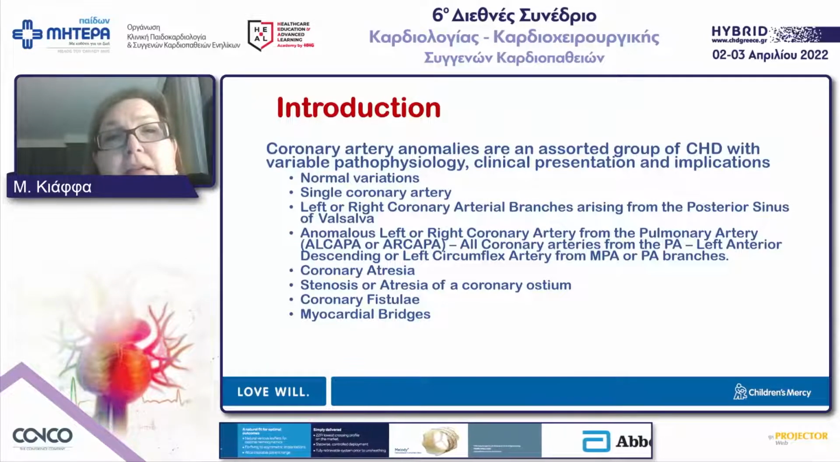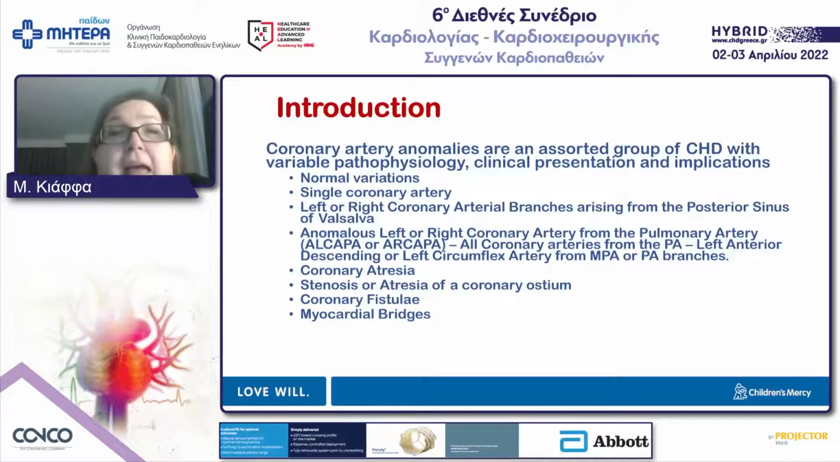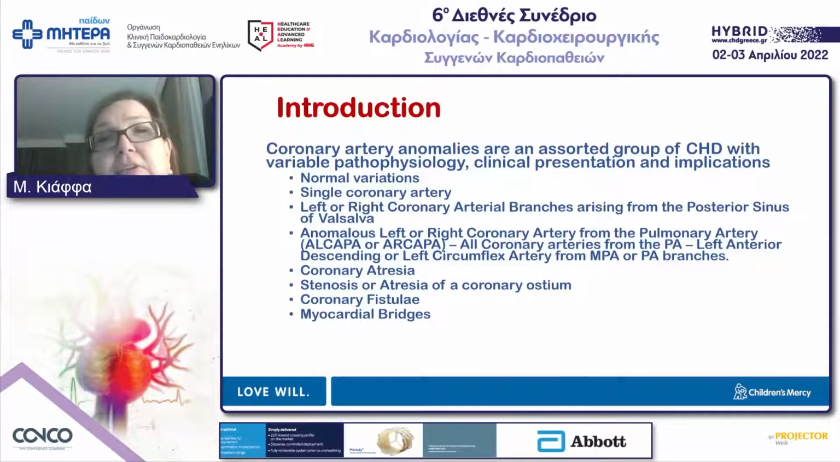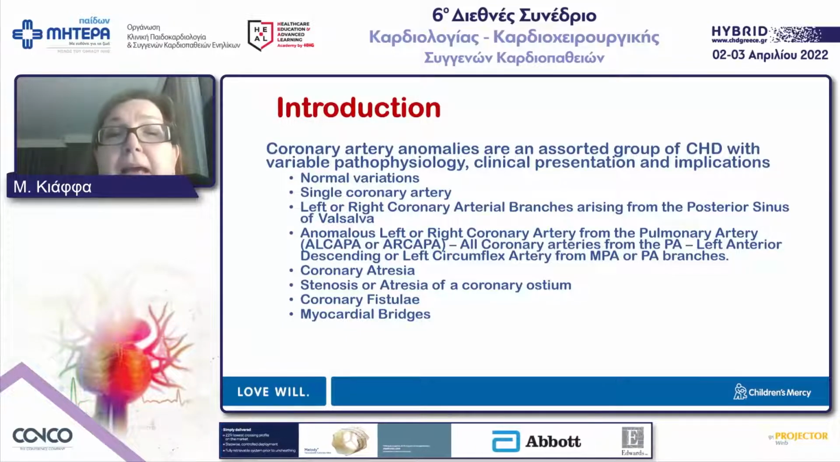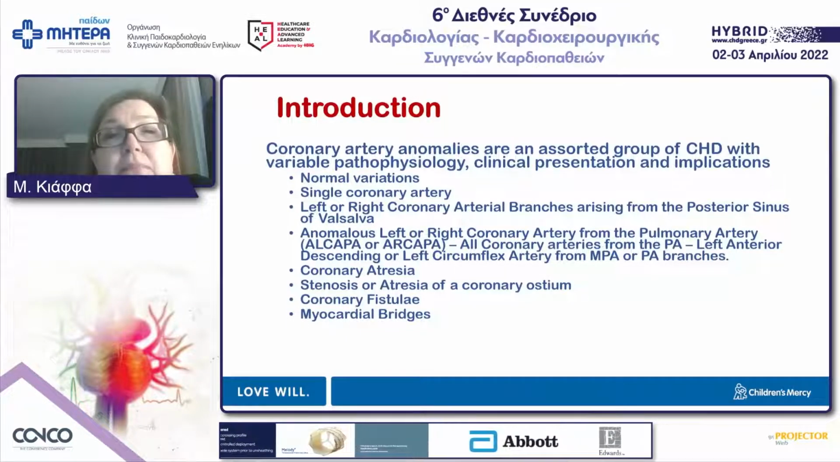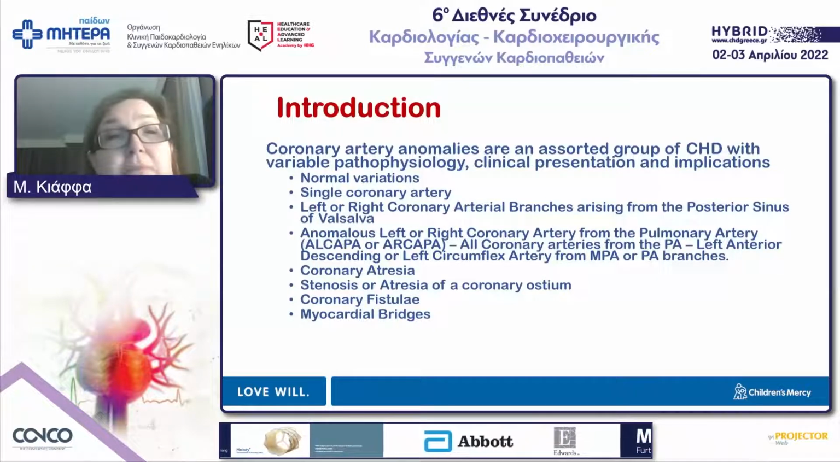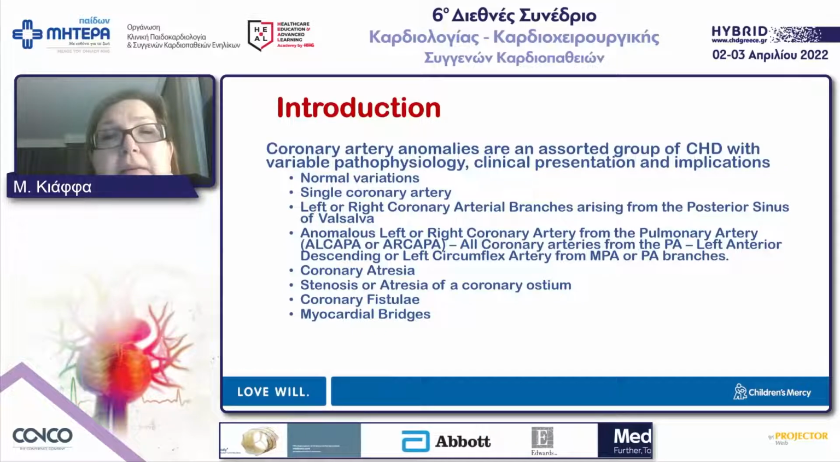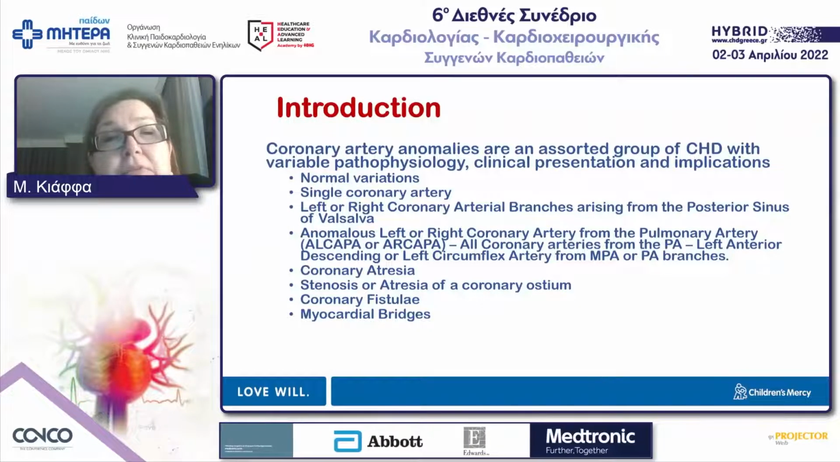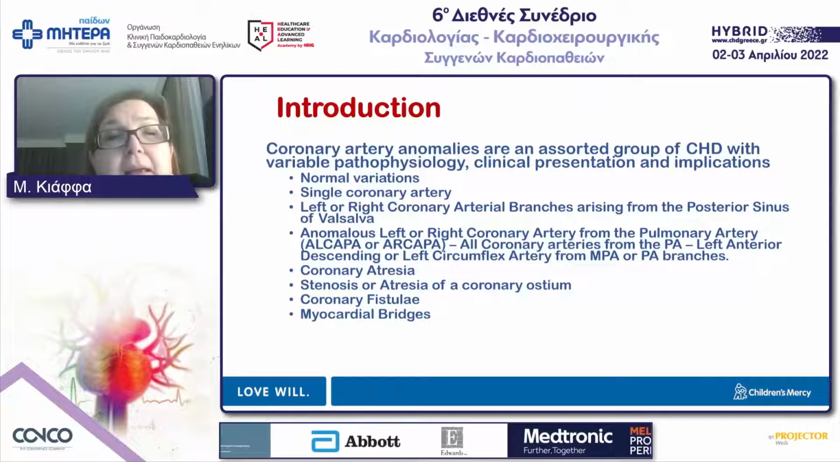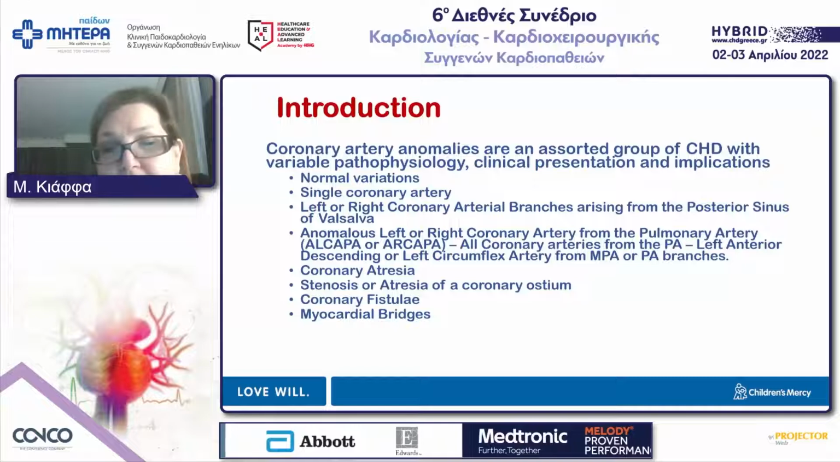Coronary artery anomalies are an assorted group of congenital heart disease and have variable pathophysiology, clinical presentation, and implications. We have the normal variations, a single coronary artery, left or right coronary arterial branches arising from the posterior sinus of Valsalva, anomalous left or right from the pulmonary arteries, both coronaries from the pulmonary arteries, LAD or circumflex from the APA or PA branches. Of course, coronary atresia, stenosis or atresia of a coronary ostium, those go with complex congenital heart disease most of the times. Coronary fistula and myocardial bridges.